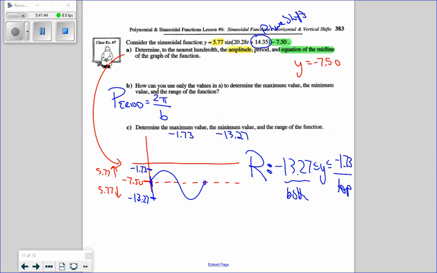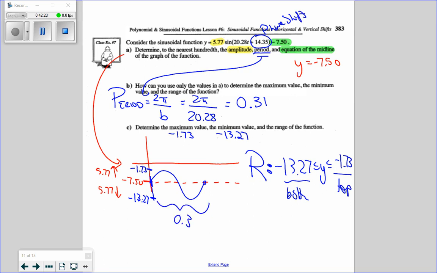So finally, the period is 2 pi over b. And by the way, this question was right here. I just put it down here for space. So what's my b value? What's the number in front of the x? 20.28. So if you punch into your calculator 2 times pi divided by 20.28, what do you get? It's going to be 0 point something. Okay, so 0.31. That means from start to finish, this only takes 0.31 space.